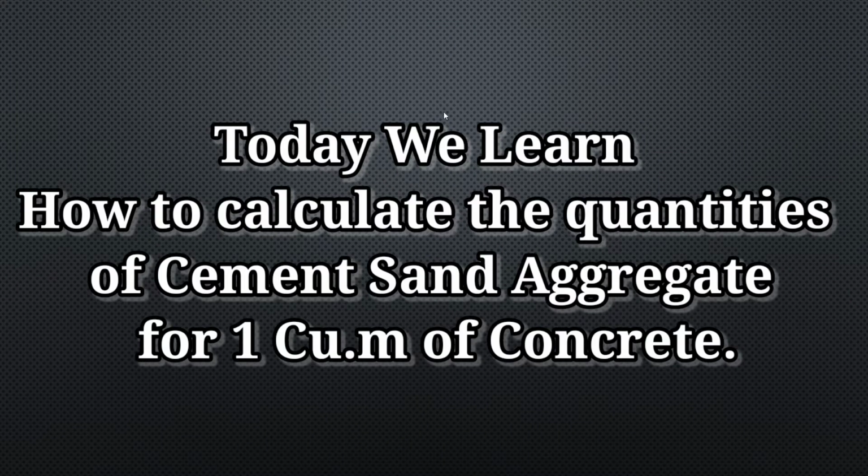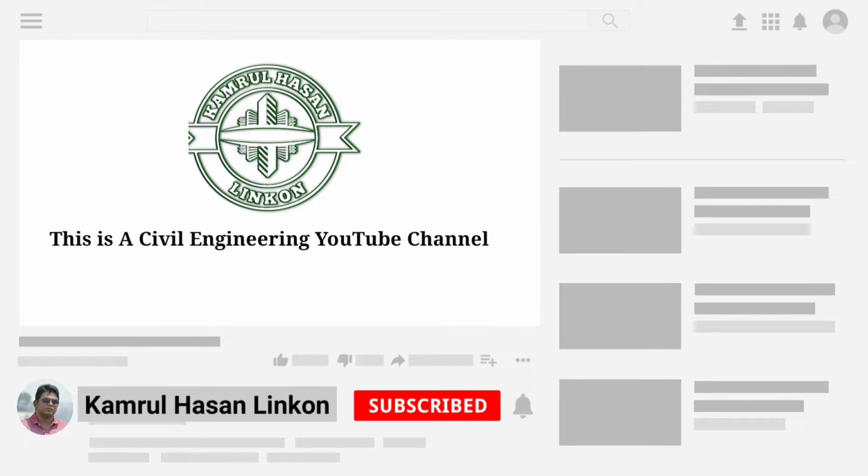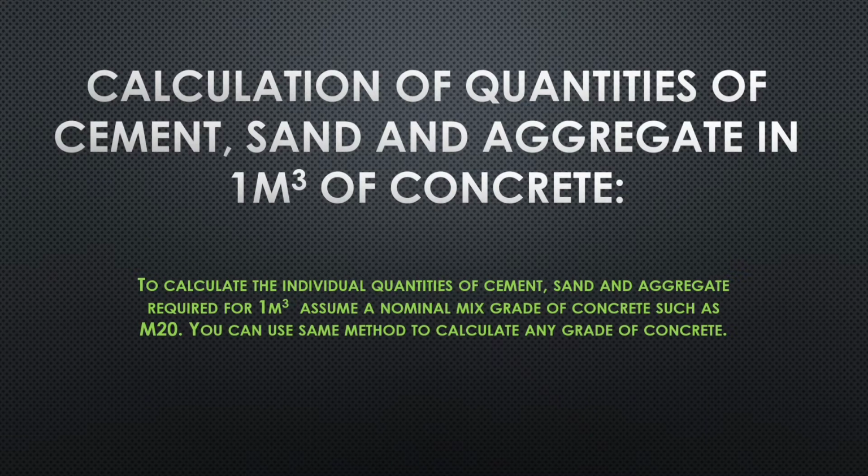Today we learn how to calculate the quantities of cement, sand, and aggregate for 1 cubic meter of concrete. To calculate the individual quantities of cement, sand and aggregate required for 1 cubic meter, assume a nominal mix grade of concrete such as M20. You can use the same method to calculate any grade of concrete.